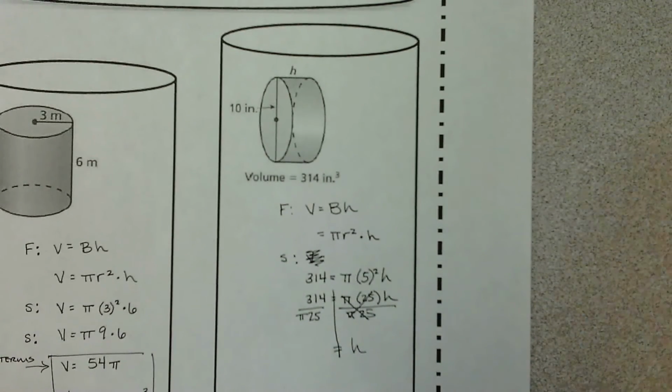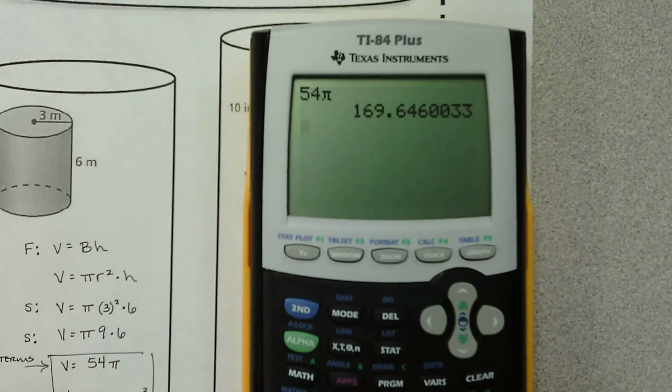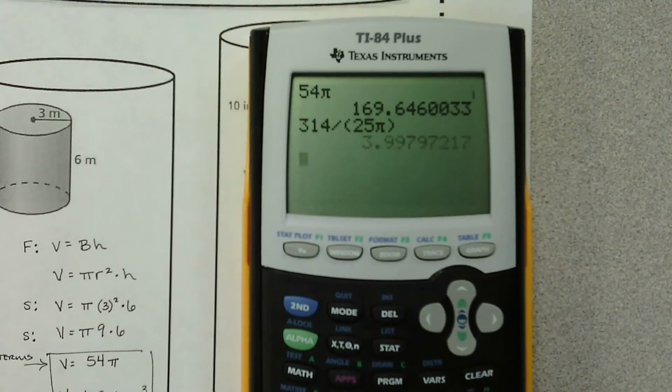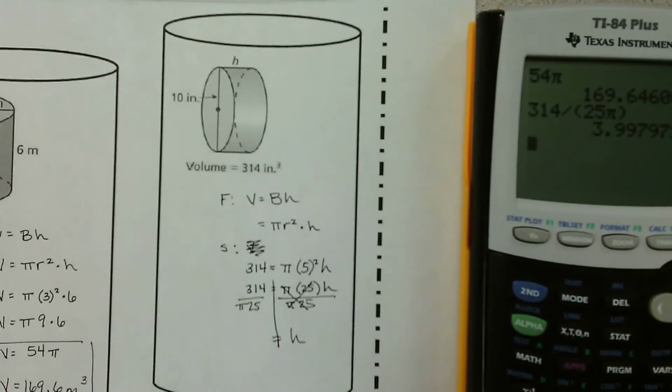So if I was to go ahead and type 314 divided by, now remember, because we're dividing by multiplication, we want to put those in parentheses together so that we can make sure that those numbers are multiplied together. So I'm going to go 25 pi, close that parentheses, hit enter. This right here is our height.